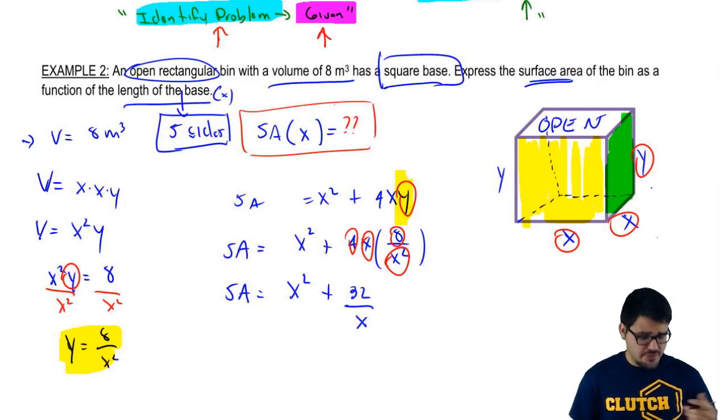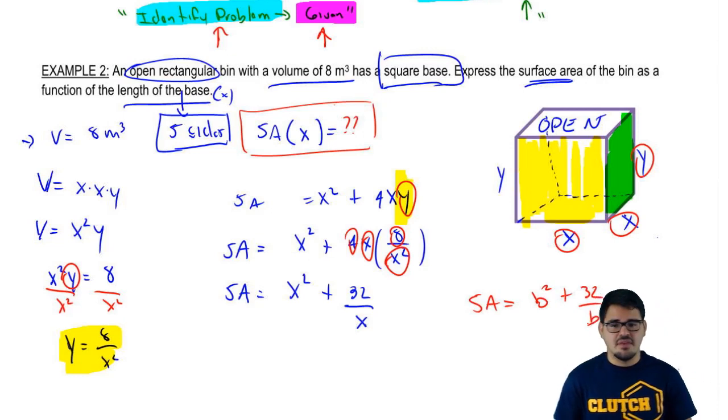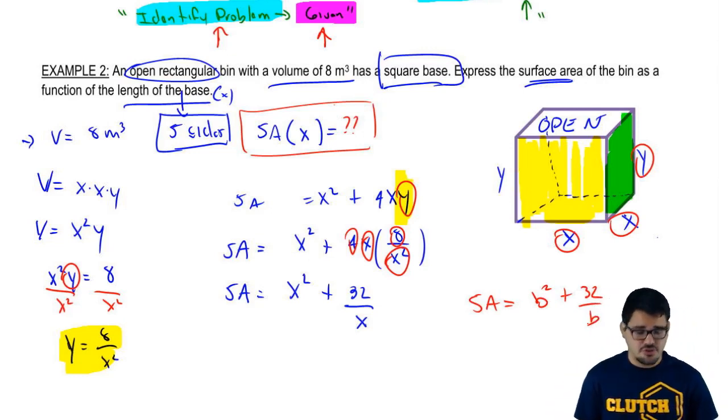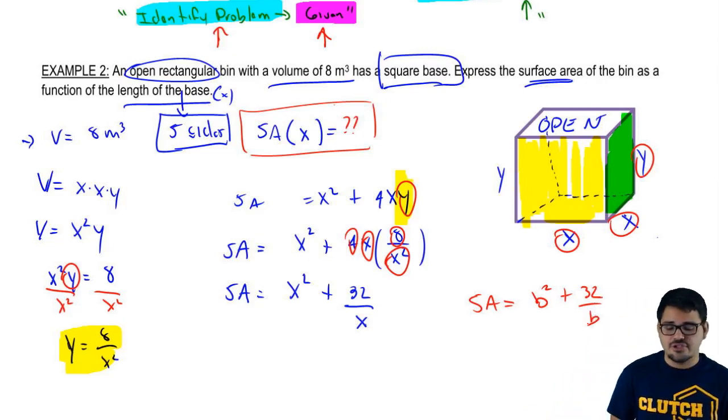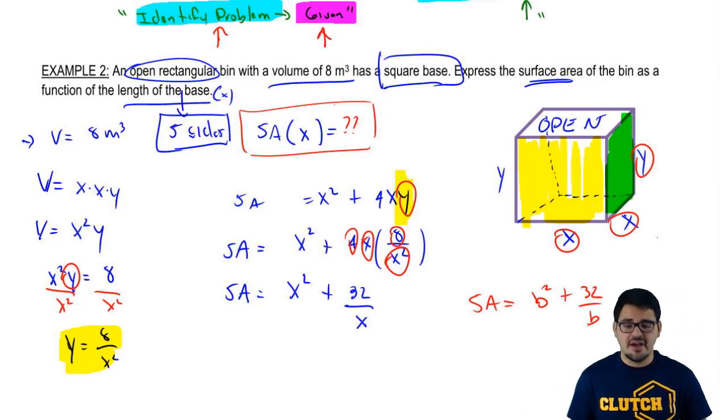And if you had decided to do this problem on your own and had used b instead of x, your answer would have been the same thing. It would have just been surface area is equal to b squared plus 32 over b. The only thing that would have changed is the x and the b, which doesn't affect your actual answer because we were expressing the surface area as a function of just the length. Which means that your surface area in this problem is only being affected by the length of the base. Nothing else can affect it.